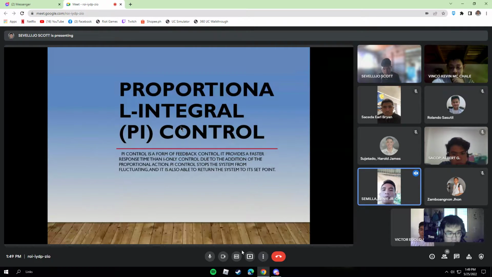So next is the proportional integral or the PI control. PI control is a form of feedback control. It provides a faster response time than I-only control due to the addition of the proportional action. PI control stops the system from fluctuating and it is also able to return the system to its set point.